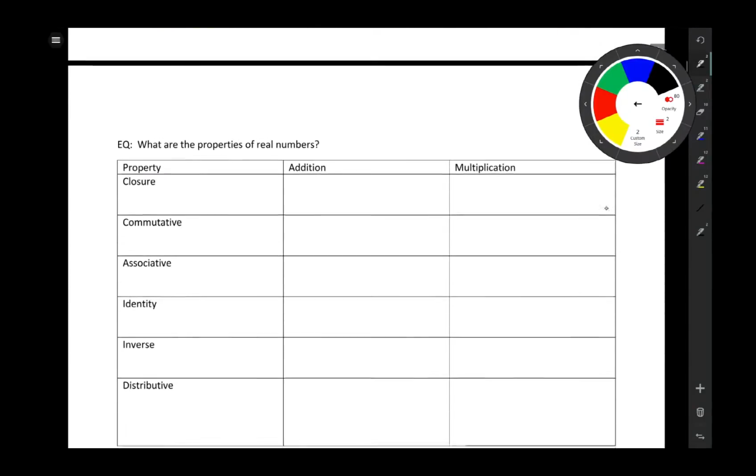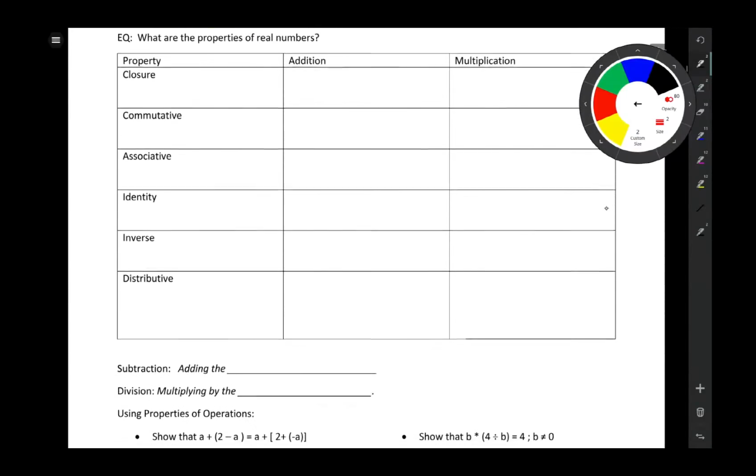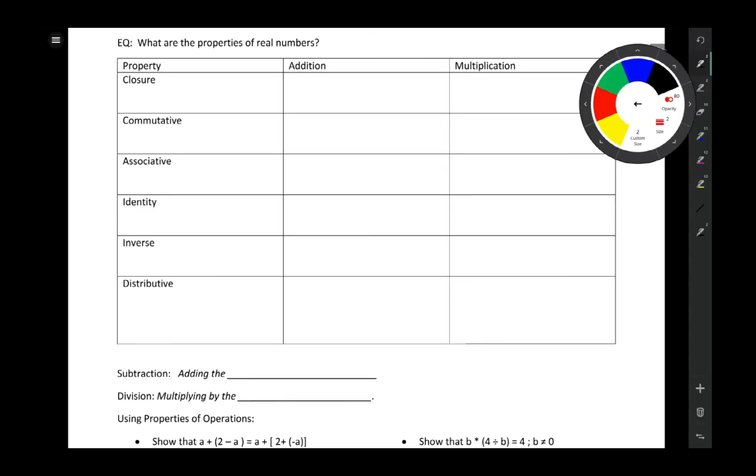Now, the next piece is properties of real numbers. And again, this shouldn't take too long. So you've seen these in the past, I believe. And what we're going to talk about are these different properties: closure, commutative, associative, identity, inverse, and distributive. And we're just going to basically run down these.